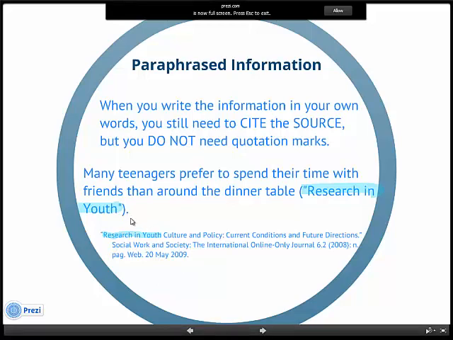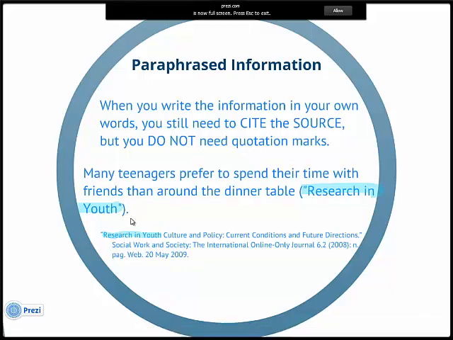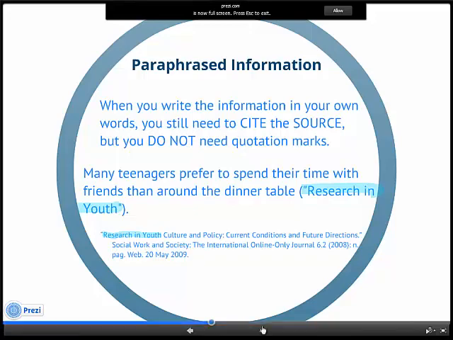And here, I just gave an example of what an in-text citation would look like without a page or paragraph number. So if it is an electronic source and your teacher doesn't want you to use paragraph numbers, then this is what it would look like.